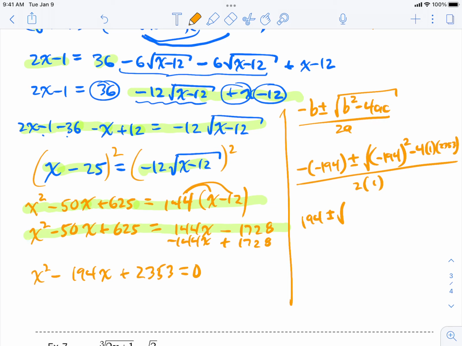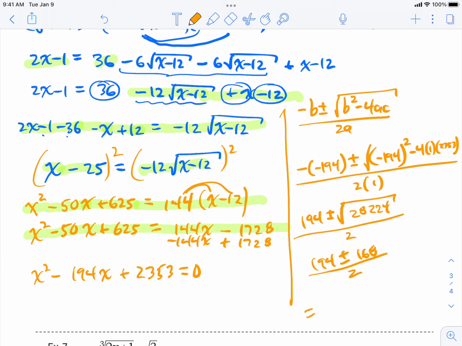So I'm going to see what that number is. 194 squared, and then minus 4 times 2353. This is telling me that it's 28224 inside. Cool. All over 2. And the square root of 28224 comes out even. How do you like that? 194 plus or minus 168, all over 2.